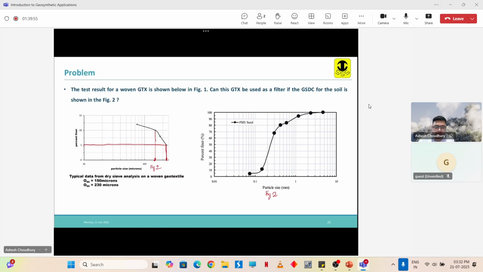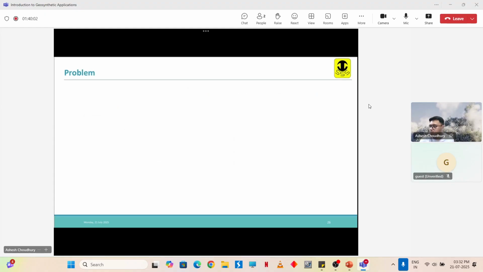Now, to answer this question, can this geotextile be used as a filter, we need to know certain filter criteria. So there are some criteria, filter criteria, so we write it down. Two criteria: one is to prevent piping, and the other is to allow adequate permeability.